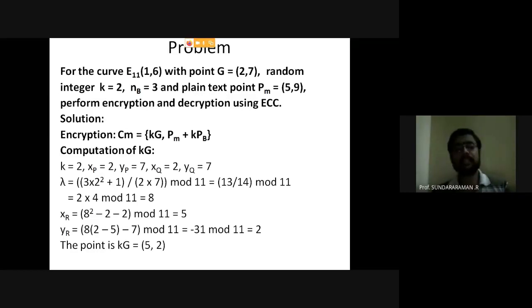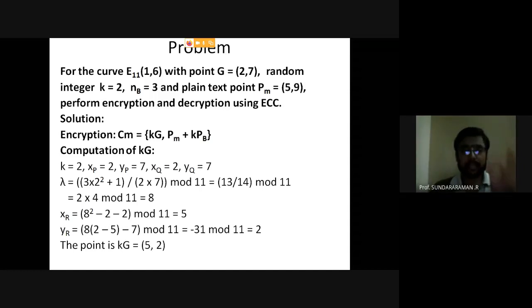And now come to the XR. XR equation is lambda square minus xp minus xq, as xp is equal to xq, 64 minus 2 minus 2. So 64 minus 4, that is equal to 60 mod 11, that is equal to 5. And YR can be expressed as lambda into xp minus xr minus yp. So that gives me a value 2. Therefore, the point kg is equal to 5 comma 2.